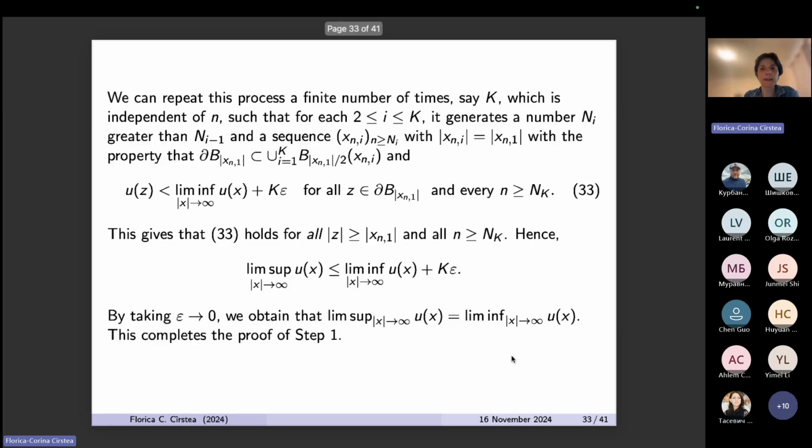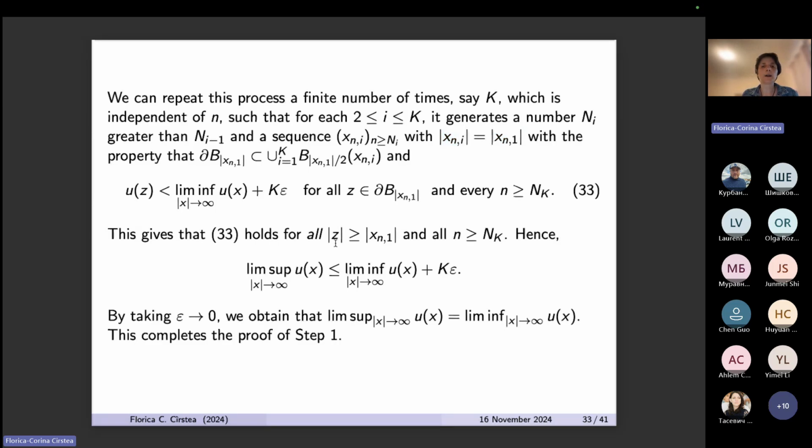And so you repeat finitely many times, and you get that u of z is less than limit inferior plus k epsilon, with k independent of n, for all z on the sphere centered at 0 with radius modulus xn1. That's perfect, right? After finitely many steps, the sphere of radius modulus xn1 is covered by the union of these balls.